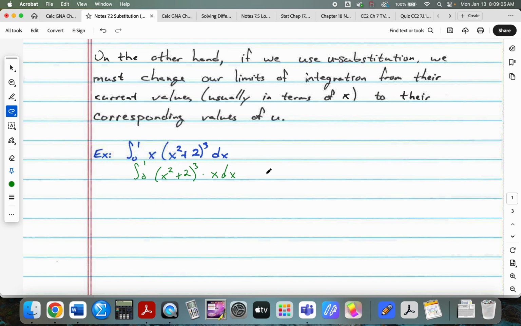So they would tell you what the U is. U is x squared plus 2, although we probably would have guessed that on our own anyway. And then du is equal to 2x dx. You're like, well, great, I don't have a 2x dx. I need to multiply both sides by a half. And I have 1/2 du is equal to x dx. So my integral then becomes the integral, and I'm going to leave off the limits of integration for now, of u cubed times 1/2 du.